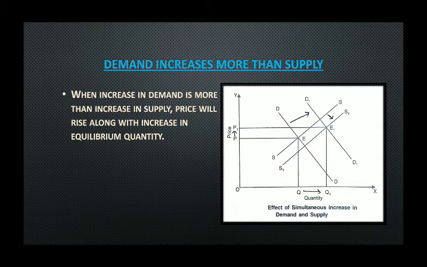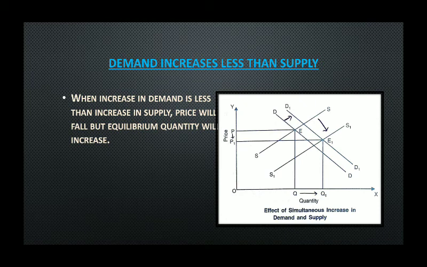Is it clear? So let's move to the second case, and the second case is demand increases less than supply. That means here also demand will increase, supply will increase, but the increase in supply will be more than that of demand. So see the diagram here. DD is the initial demand, SS is the initial supply, the intersection point E will give you the equilibrium, and OP is the equilibrium price, and OQ is the equilibrium quantity. Same here, you will follow the same method.